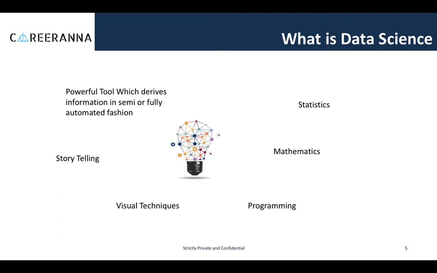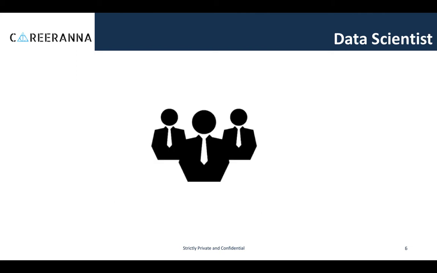And on the basis of these five pillars, you arrive at the powerful tool of data science, which derives information from the humongous raw data available out there in semi or fully automated fashion. And that powerful tool, that art, that technology, that skill is what is known as data science. And people who work on data science as a skill, they are called data scientists, which is very much understandable from the name itself. But what is the value of data scientists?